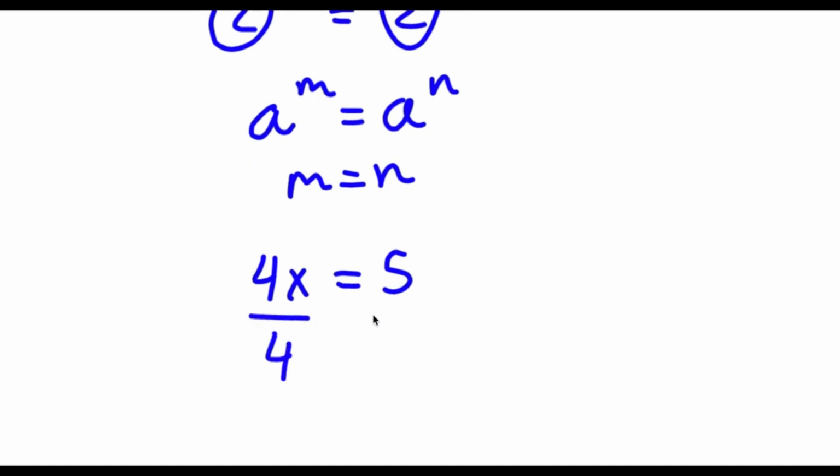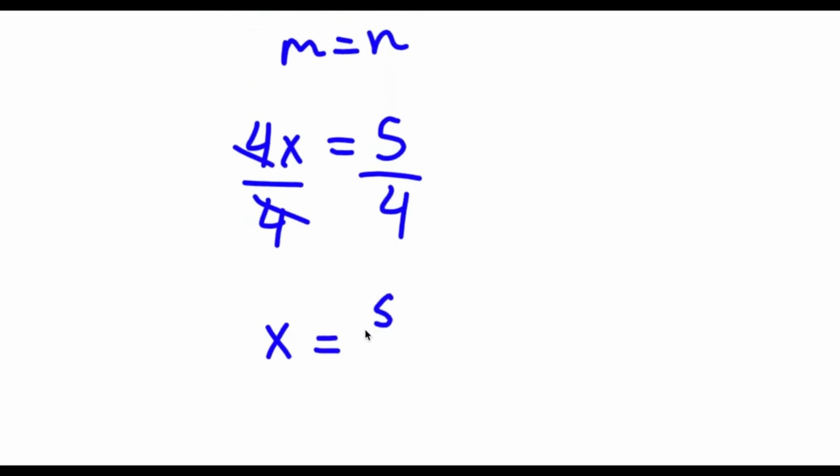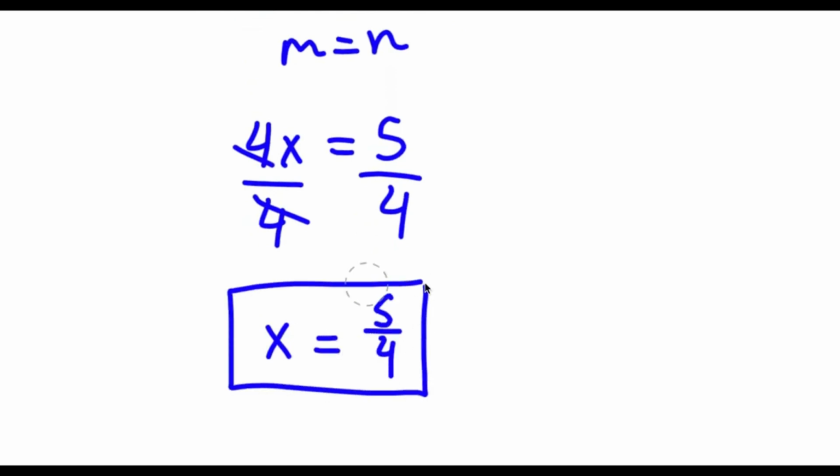All I have to do is divide both sides by 4, these two cancel out, and I'll be left with x is equal to 5 over 4. So this is my answer.